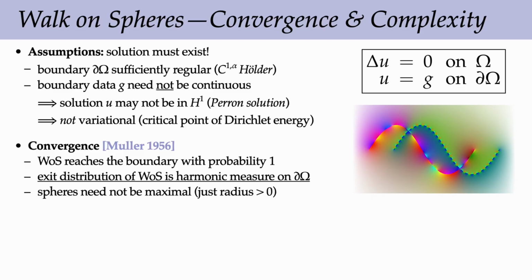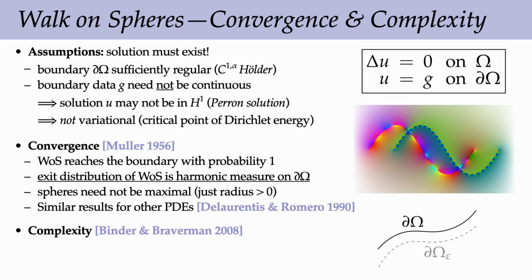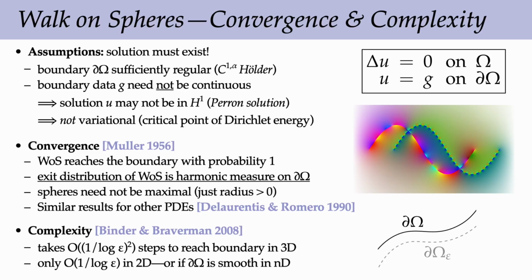Another useful fact is that the spheres don't even need to be the maximal radius spheres. The spheres just have to be bounded away from 0 in order to get this convergence. And you can find similar results for other differential equations. In terms of computational complexity, Binder and Braverman did a very thorough analysis of this algorithm, showing that it takes order 1 over log epsilon squared steps to reach the boundary in 3D, or if we're in 2D, or if the boundary is smooth, only 1 over log epsilon steps. So it really converges quite fast.